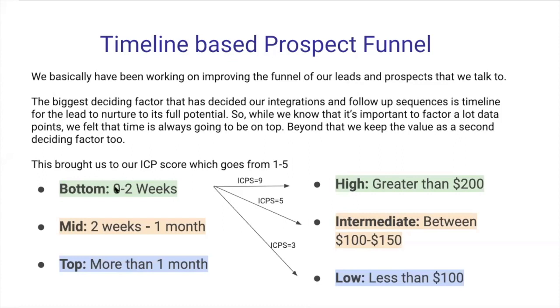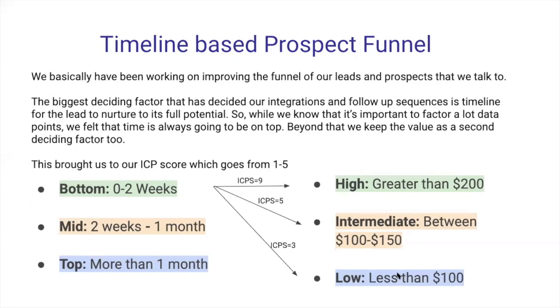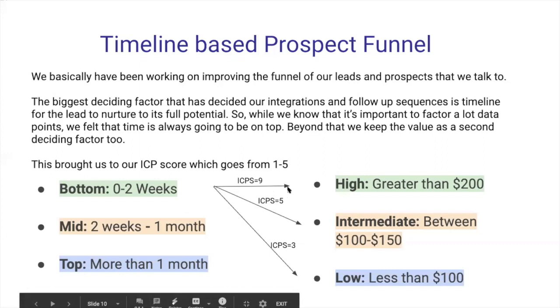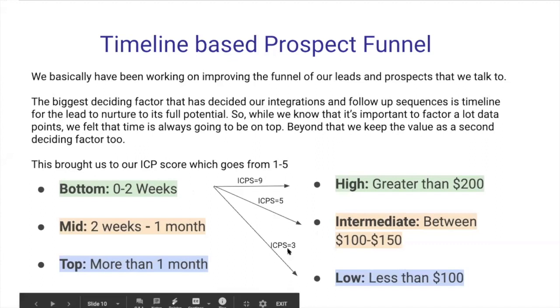So let's say a lead is at the bottom of the funnel, the timeline for their purchase is 0 to 2 weeks, and it's a ticket size of above $200. Then the ICP score is 9 for me, okay? And this is something which is decided based on the weightage that all these 6 parameters carry. That is something, of course, that you can decide, or you can also come to us for consultation. We can always help you out in that case as well. But this is what it does, it gives me an ICP score of 9. If it's for an intermediate ticket size, then it gives me an ICP score of 5. And if it is for a low ticket size, then it gives me an ICP score of 3.